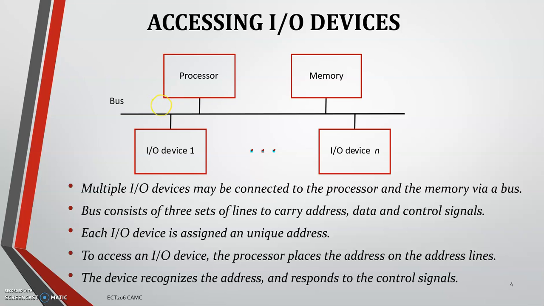Each input-output device is assigned a unique address. To access an I/O device, the processor will place the address of that I/O device on the address line. The device recognizes the address and responds to the control signal. So all the devices are connected to the bus. The processor will place the address of the device it needs to access. For example, if the processor needs to access the printer, the printer is an I/O device connected to the processor via the bus. So the processor will place the address of the printer on the bus, and the printer will respond by sending the control signals.